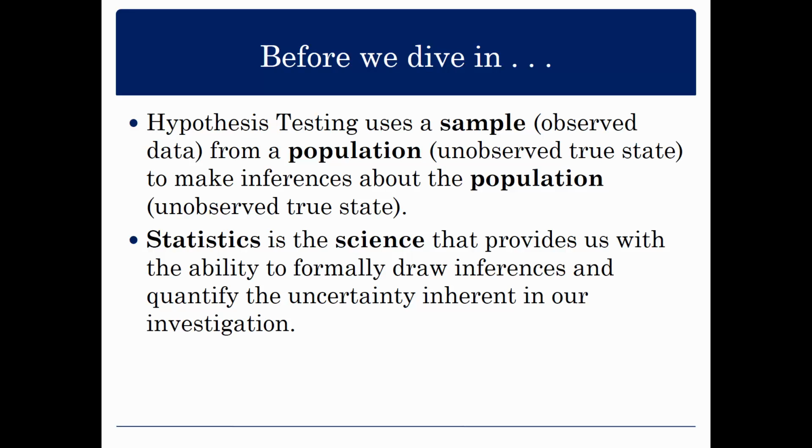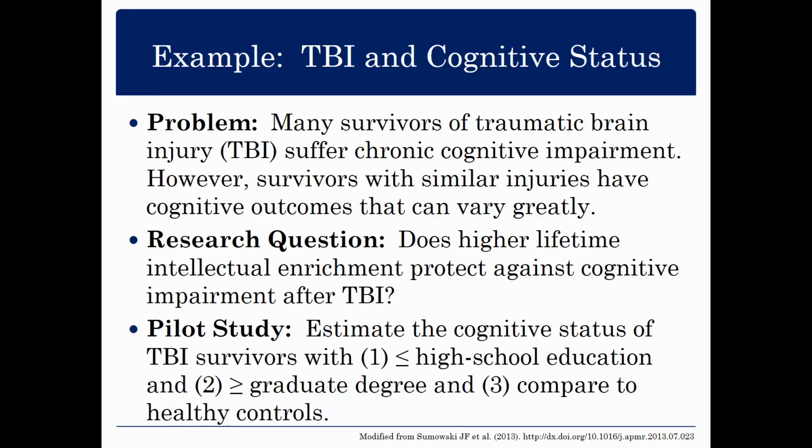So let's lay the groundwork with a quick example in traumatic brain injury and cognitive status. One of the big issues in traumatic brain injury sufferers is that even survivors with similar injuries could have huge variation in their cognitive outcomes. This comes from a publication, modified; I'm just using their research question. Researchers may want to know why two individuals who have the exact same TBI-type injury have very different cognitive outcomes. Why are some doing better than others?